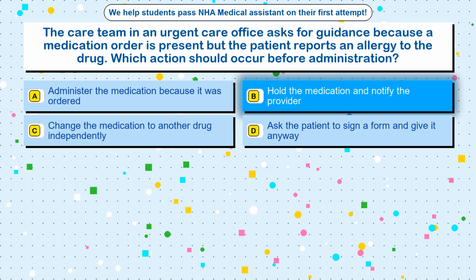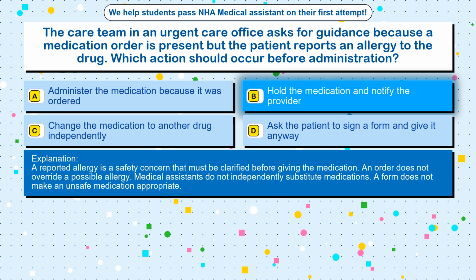The correct answer is option B, hold the medication and notify the provider. A reported allergy is a safety concern that must be clarified before giving the medication. An order does not override a possible allergy. Medical assistants do not independently substitute medications. A form does not make an unsafe medication appropriate.